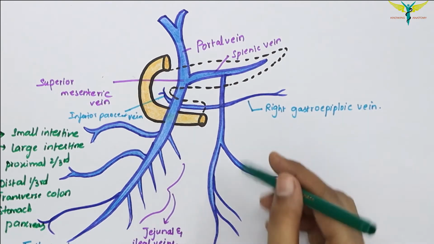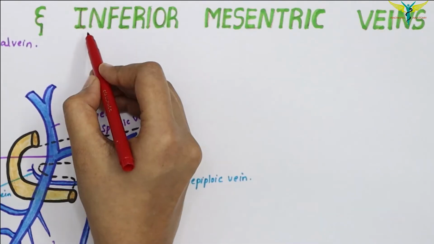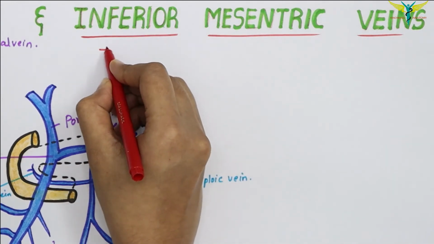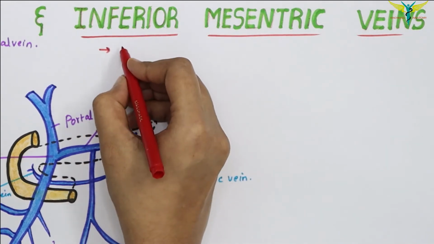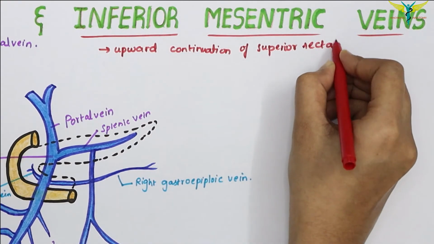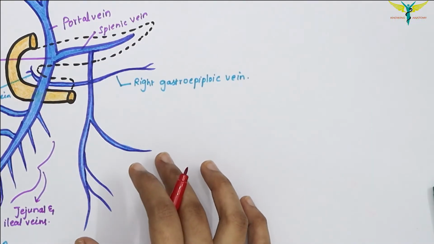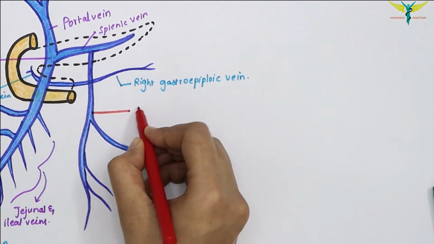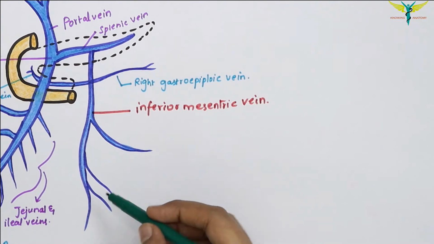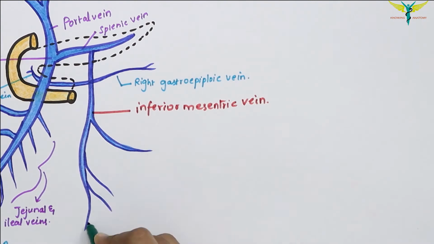And now let's talk about the inferior mesenteric vein. The inferior mesenteric vein is the upward continuation of the superior rectal vein. So in this diagram, this is the inferior mesenteric vein and it is the upward continuation of the superior rectal vein. So this is the superior rectal vein.